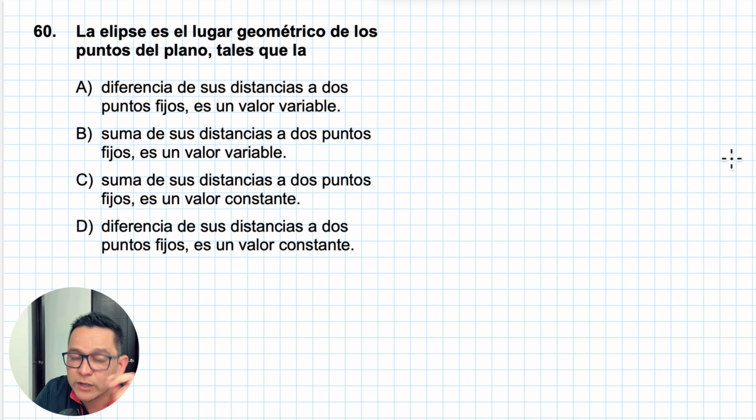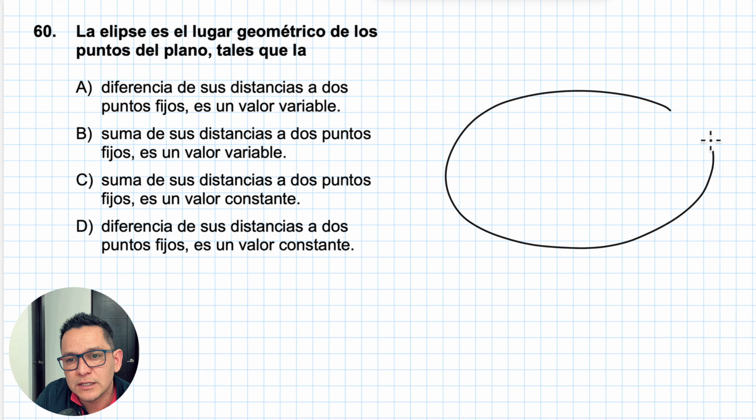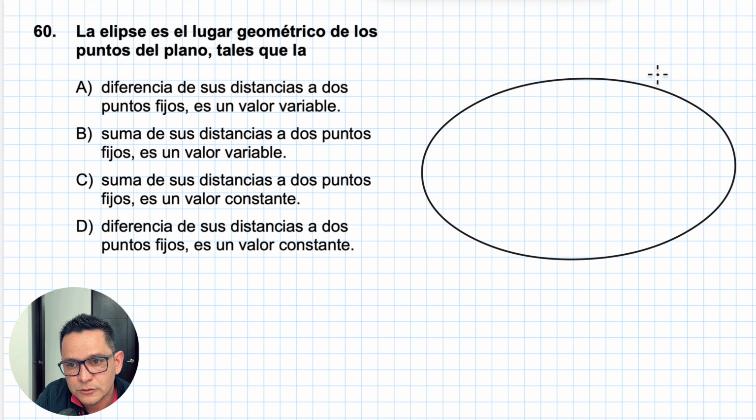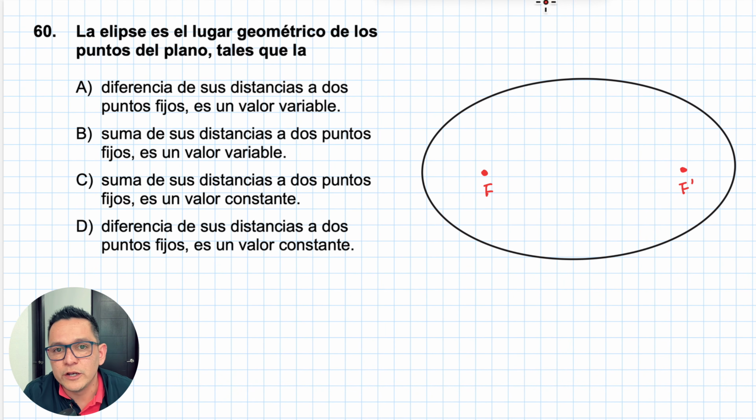The ellipse is the geometric locus of the points on the plane. So, well, they give us 4 possible answer choices. Let me explain briefly. We have any ellipse. Let's suppose something like this. Let me make it a little nicer. Now we have an ellipse there. Okay, good. Now I'm going to put 2 points in here, this one, for example, and this one right here. I'm going to call this one F, which is actually called a focus, and this one I'll call F, which is another focus in the ellipse.